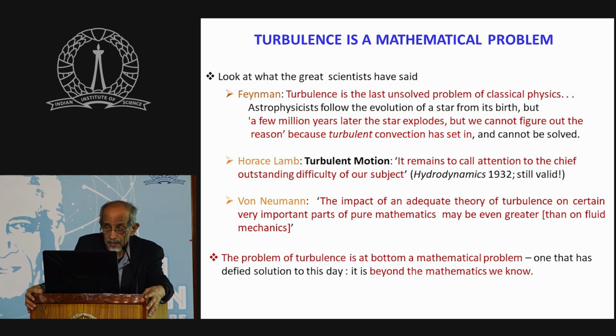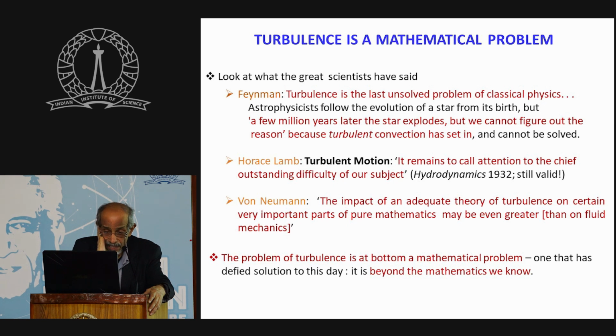And in his book he writes that astrophysicists can follow the evolution of a star from its birth. But a few million years later, the star explodes, and we can't figure out the reason because turbulent convection has set in. At that point they stop, exactly the same point where the engineers stop. Okay? It is really a fundamental problem. And von Neumann, many, many famous physicists have actually tried their hands at it. It's not that they have not done that.